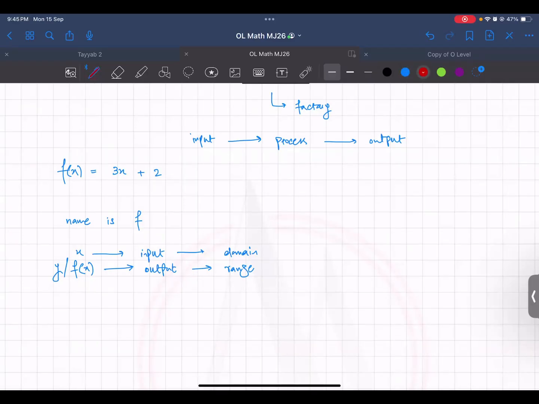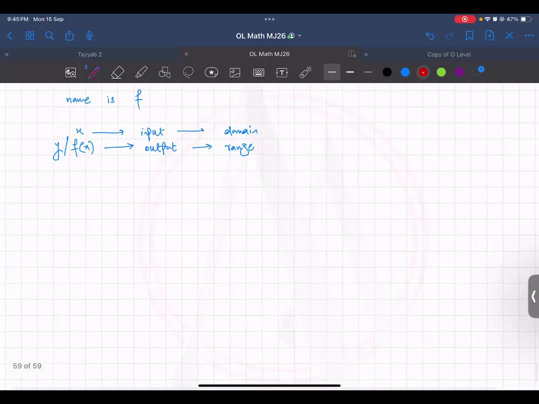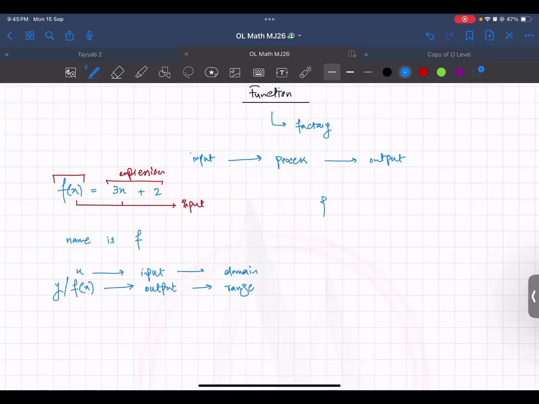So you have the name of the function, you have the expression of the function, and this is your input, the domain. Whatever comes after it you will solve and simplify, and you will get the output. This is not something like f being multiplied with x. These two are separate things. F is the name. It's not a variable. It's not a constant. It can be anything. It can be g, it can be l. It is a name.